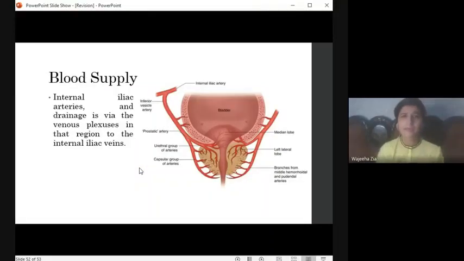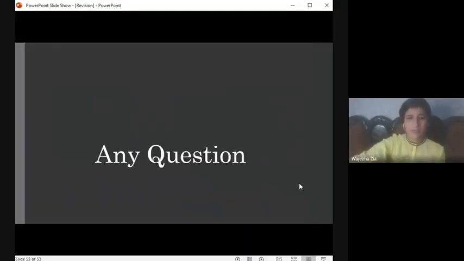The blood supply is from the internal iliac arteries, and it drains through the internal iliac veins. You can see the drainage and the blood supply in this. So it was all about the urinary tract system and the reproductive system.